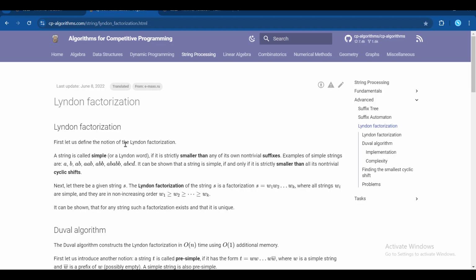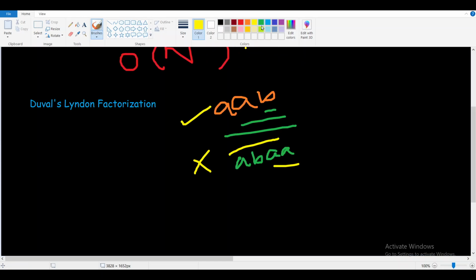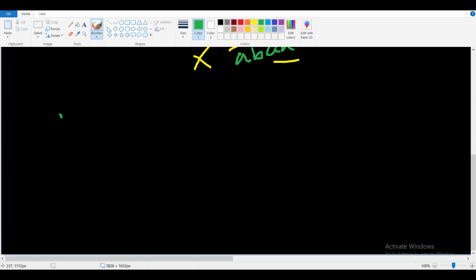Now, what Lyndon factorization does is divide a string S into simple strings, such that the first string is greater than or equal to the second string, and so on: W1 greater than or equal to W2, greater than or equal to the next one. Let's try to figure out the Lyndon factorization of the string ABAA. We'll go through multiple examples to make this clear.